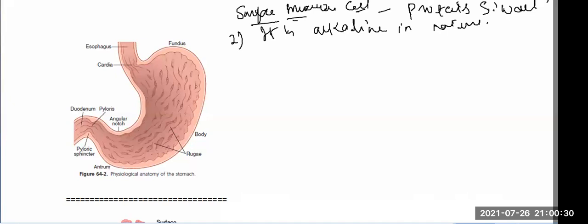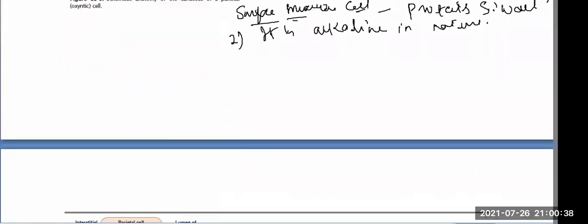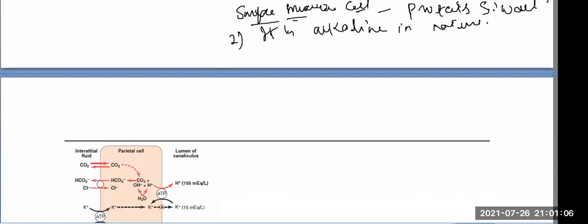Now the second most important thing is hydrochloric acid secretion. I have a nice diagram here. This diagram shows the structure of parietal cells. You see these canaliculi. Hydrochloric acid is secreted in these canaliculi. Hydrogen ions and chloride ions are separately secreted in the canaliculi, and from these canaliculi it goes into the lumen. So let's quickly see how hydrochloric acid is secreted.